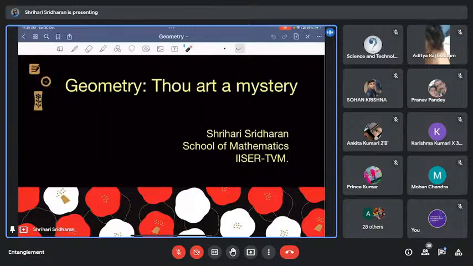But having said all those things, let's come to what we want to discuss today. I'm going to discuss three different pictures in today's lecture. Extremely elementary pictures. One will be circles, the second triangles, and the third squares.